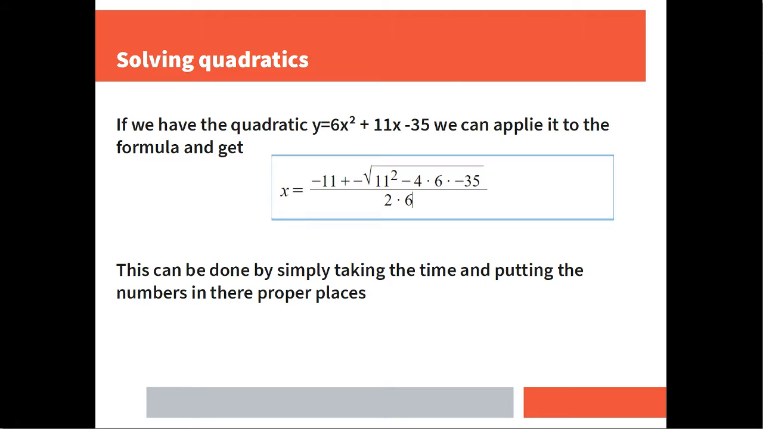Now, if we have the quadratic y equals 6x squared plus 11x minus 35, we can apply it to the formula and get x equals negative 11, which is that b term, negative b, plus or minus the square root of b squared, which is 11 squared, minus 4 times a 6, which is our a, times a negative 35, which is our c, over 2 times 6. Again, this is all just our a, b, and c constants applied to this.